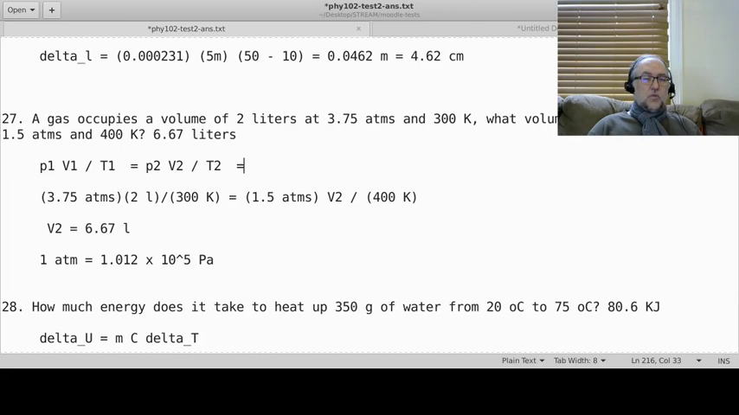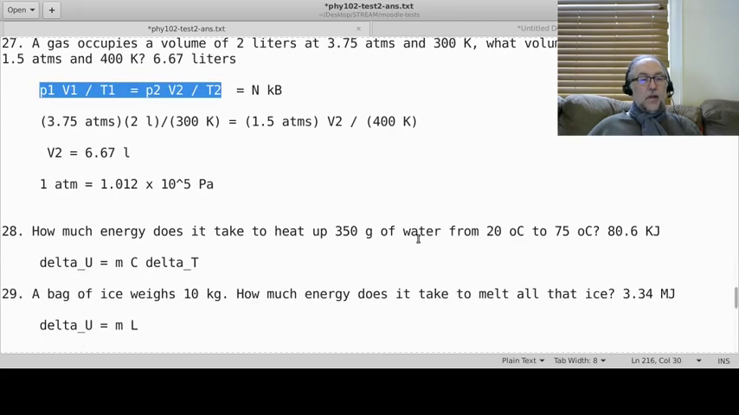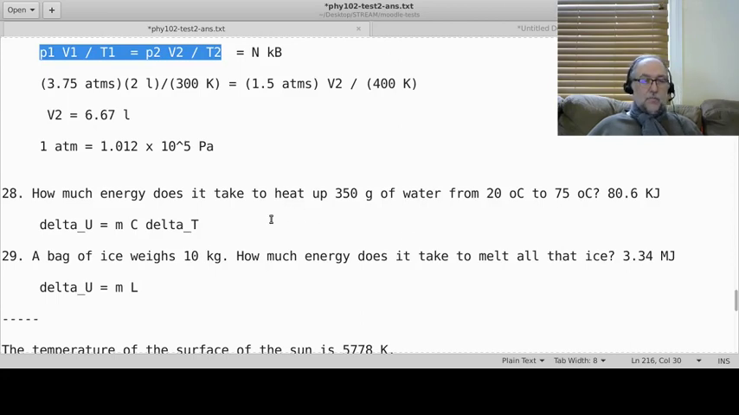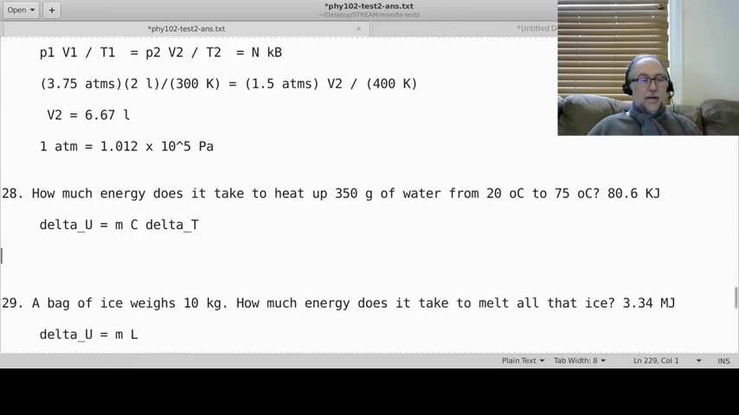Just to remind you why this works: in either case this is going to equal the number of particles. The number of particles doesn't change, so that remains the same. And of course, you need Boltzmann's constant in there, but that's just a constant. Because the number of particles doesn't change from the first state to the second state, this is going to equal that ratio, and it's going to equal that ratio. Well, that means that these two ratios have to be equal to one another. Okay, there we go.